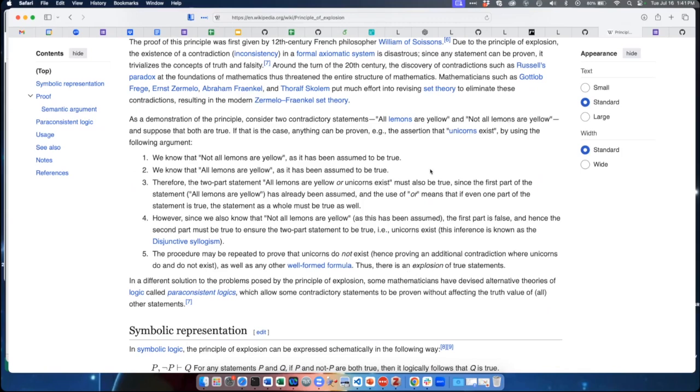So this is relevant to scientists and engineers because it's often up to us to define our theorem statements. It's up to us to define the objects that we're working with, and we need to be extra careful not to introduce contradictions there.